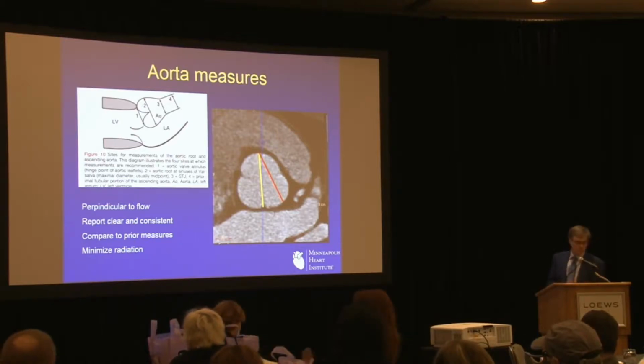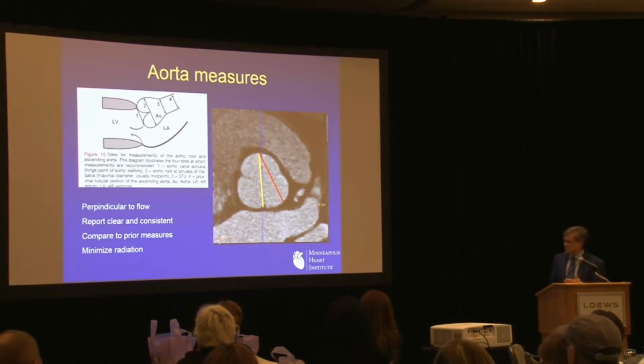And when we report the aortic measurement, it's important that we measure it perpendicular to the flow of blood. So there's a lot of mismeasurements because people are sloppy in the way they report it. It has to be reported in a clear and consistent measure, and it has to be compared to the prior measurement. So you can say, well, compared to last year, it's gotten bigger, or it's not gotten bigger.